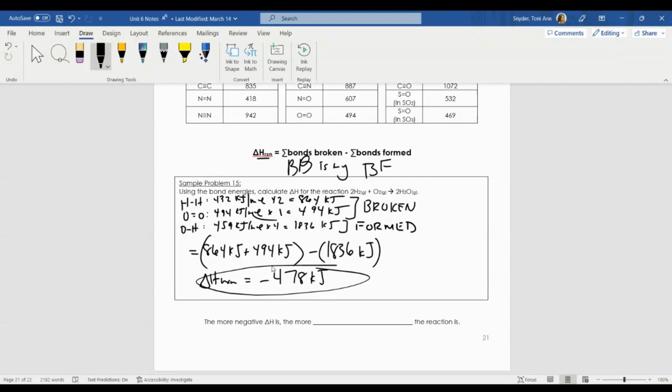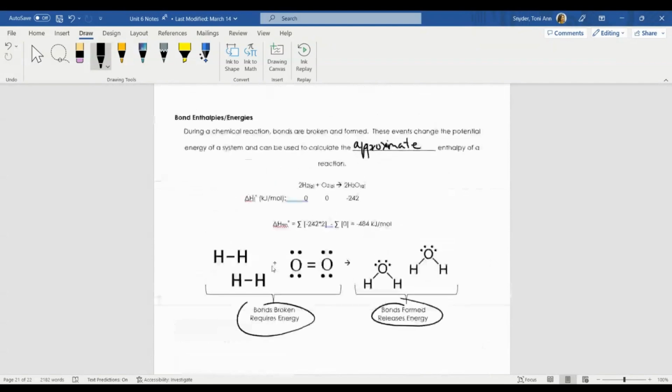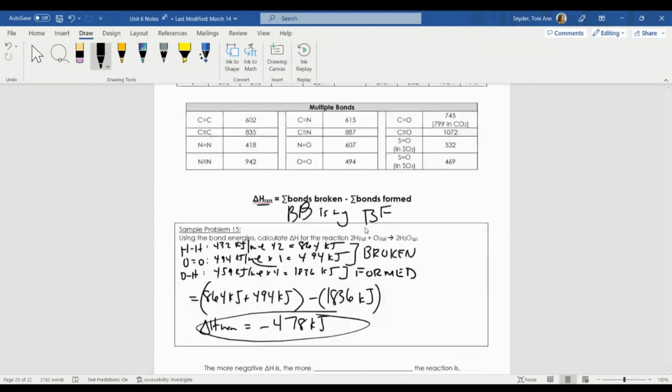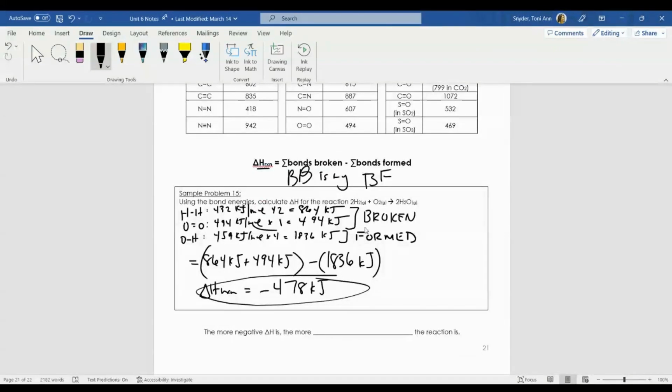If I look at the previous page, using the heats of formation we got negative 484 kilojoules per mole. That's pretty close to negative 478, so not too bad. Although I believe the heats of formation is a little more accurate, we can also use bond energies for these. And remember, the more negative the value for delta H is, the more exothermic the reaction is.